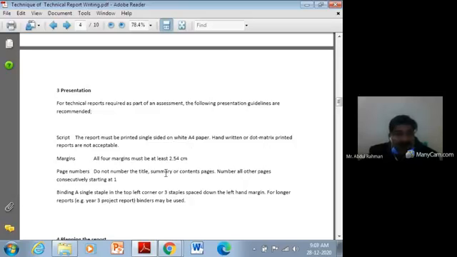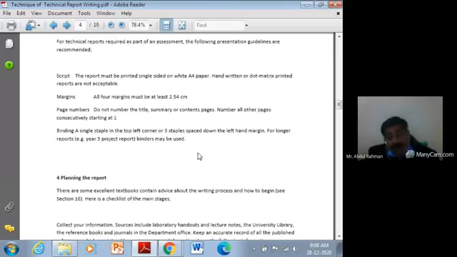Do not number the title, summary, or the contents pages. Number all other pages consecutively starting at page 1. Before this, you can use the Roman numerals. Fix with a single staple in the top left corner, or 3 staples spaced down the left-hand margin. For longer reports, for example a project report, 3 pointers may be used.